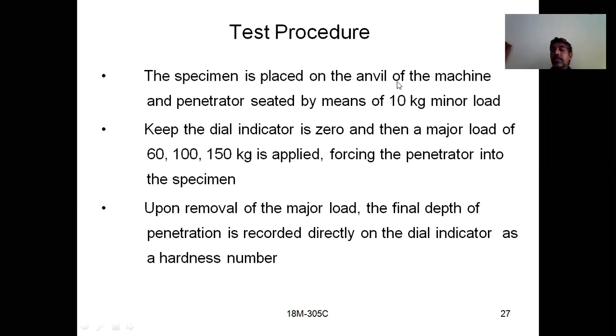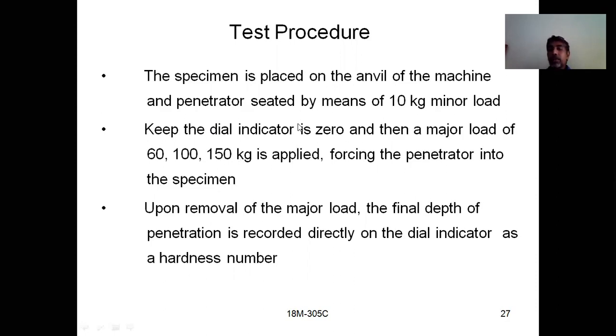Why are we applying this 10 kg minor load? Because the indenter should seat into the specimen. That means you have to set the specimen to a certain depth. That means it is a seating. And later, what do we have to do? Keep the dial indicator at 0.